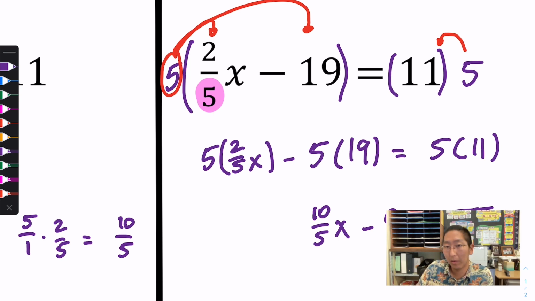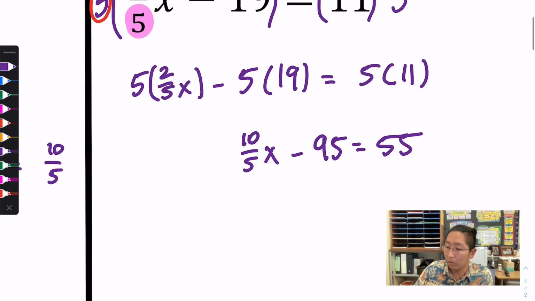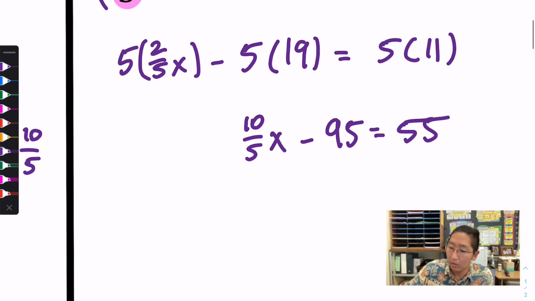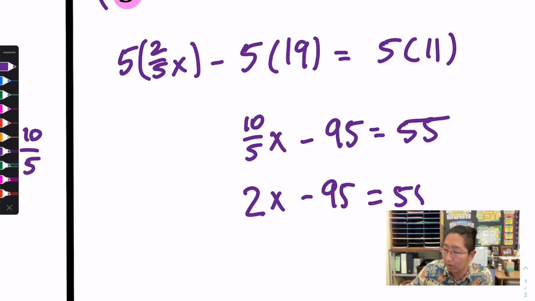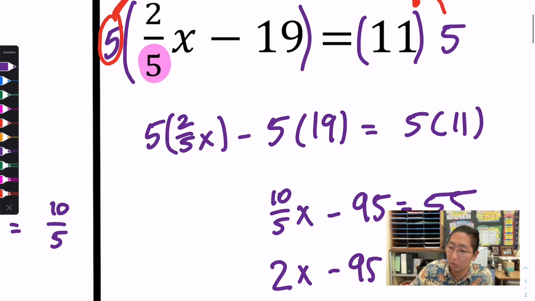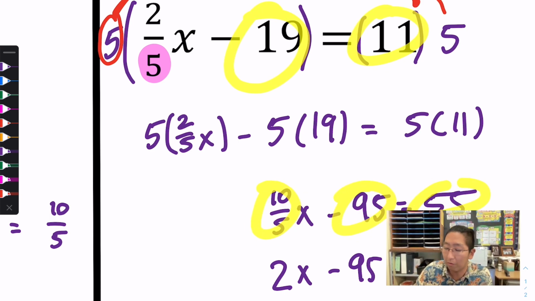And so here, we still have a fraction, but look, 10 over 5 is 2. 10 divided by 5 is 2. So this is 2x minus 95 equals 55. And so we got rid of our fraction. We basically multiplied everything by 5. You could see from our original problem, everything got 5 times bigger. This got 5 times bigger, this got 5 times bigger, and this got 5 times bigger.